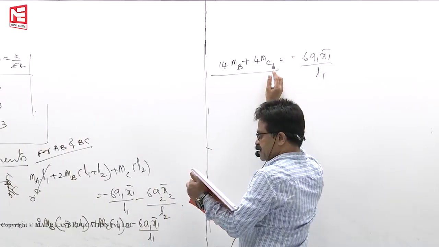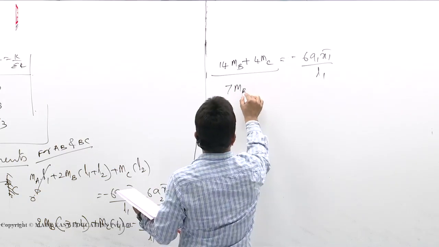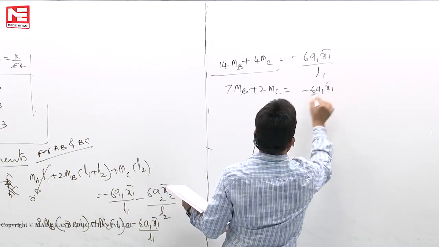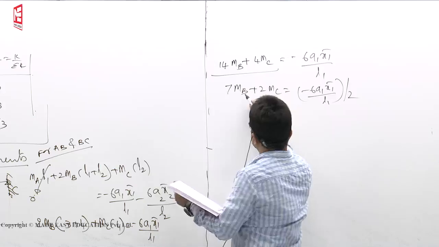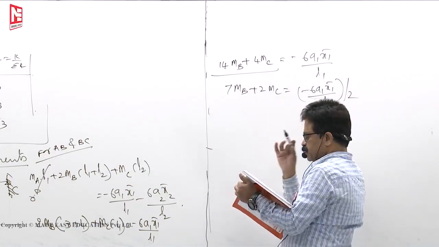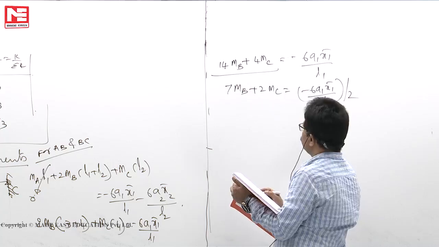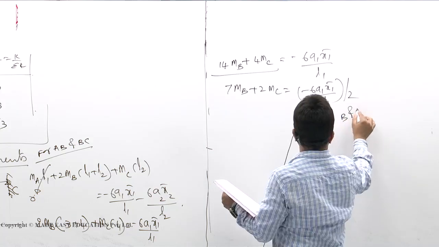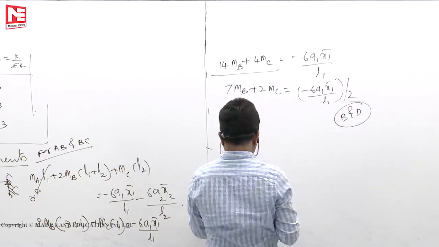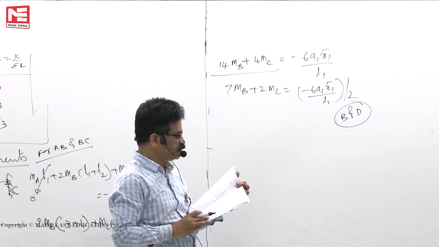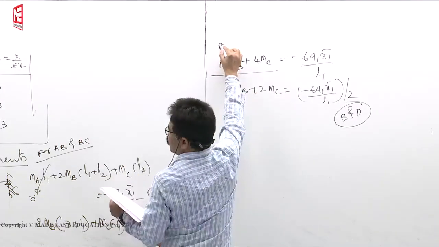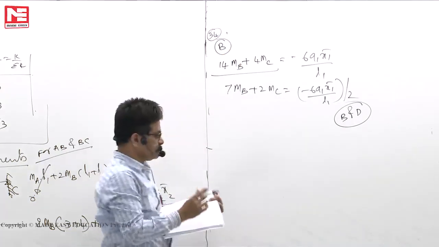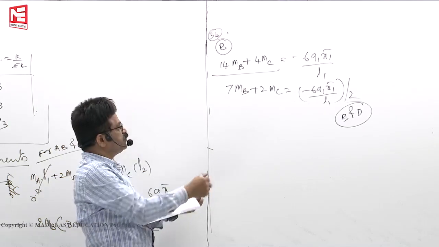14 MB plus 4 MC, so you make it 7 MB plus 2 MC is equal to minus 6A1 x1 bar by L1 by 2. 7 MB plus 2 MC. Which option is matching? 7 MB plus 2 MC. B and D are there. Now 140.4 divided by 2 means 70.2. So we can conveniently answer it as B. 34 is B. Okay. So this is the process.